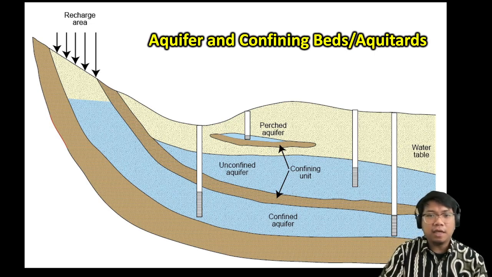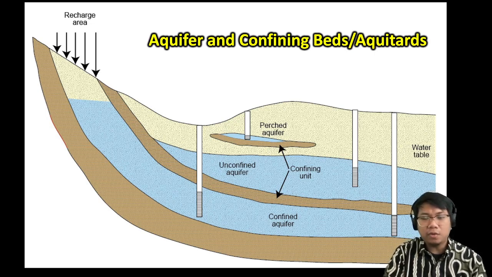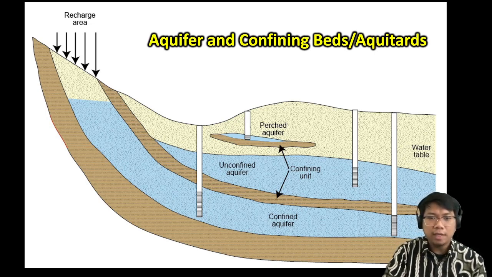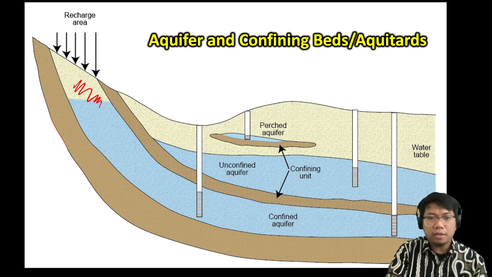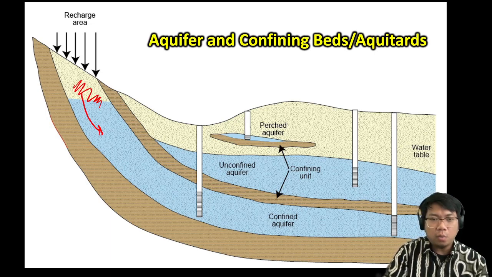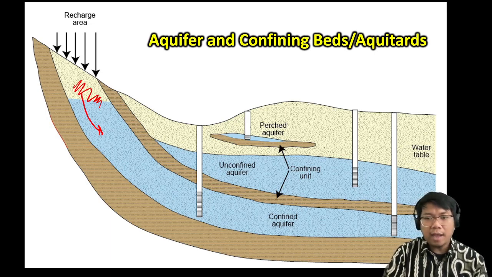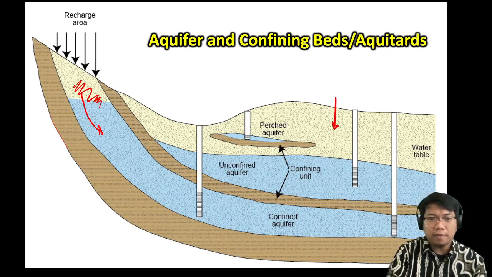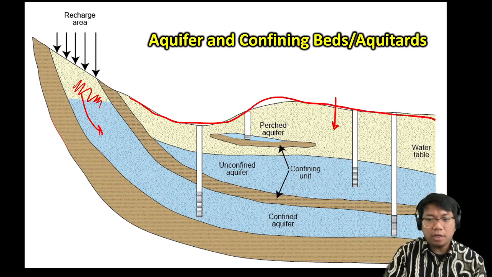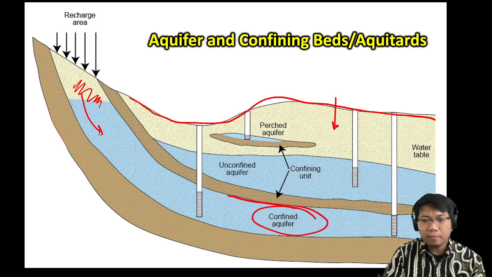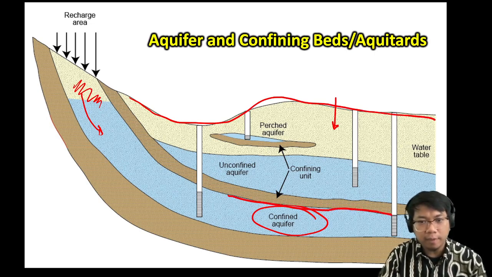Okay, so here's another example of aquifer and confining beds or aquitards. Aquifers are illustrated by this yellow area right here. As you can see here, it got filled with water, and here we have unconfined aquifer sitting at the top here. Again, the top of this aquifer intersects with the ground surface. Whereas this one here is called confined aquifer because the top of the aquifer is bounded by an impermeable layer or an aquitard.